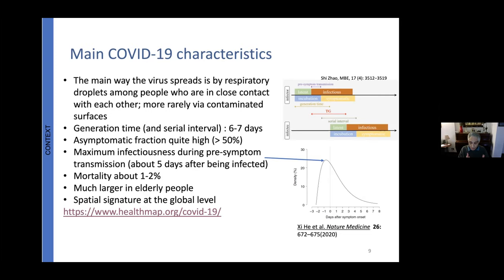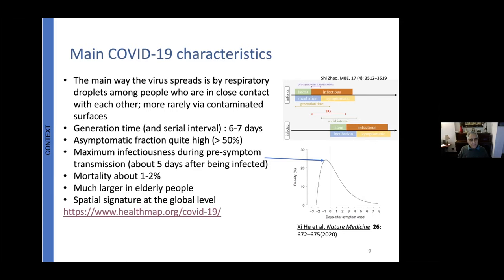Because you may remember that when I introduced even the simple SI model, I was stressing that the prevalence of infected people and also the R naught were in a way decreasing with the mortality rate of the disease. So an intermediate mortality, let's say, and a large fraction of asymptomatic make this pandemic so aggressive.